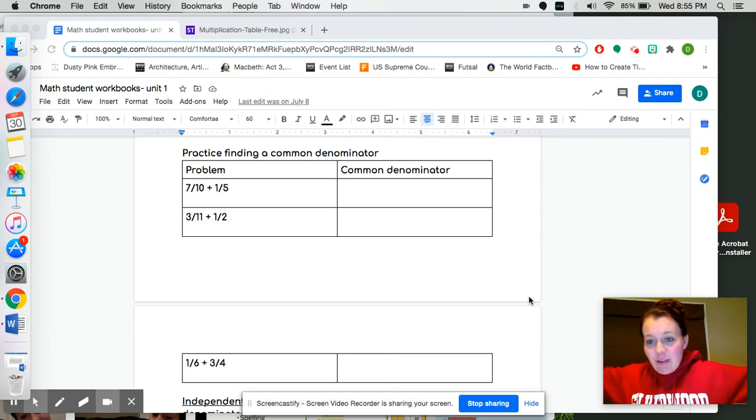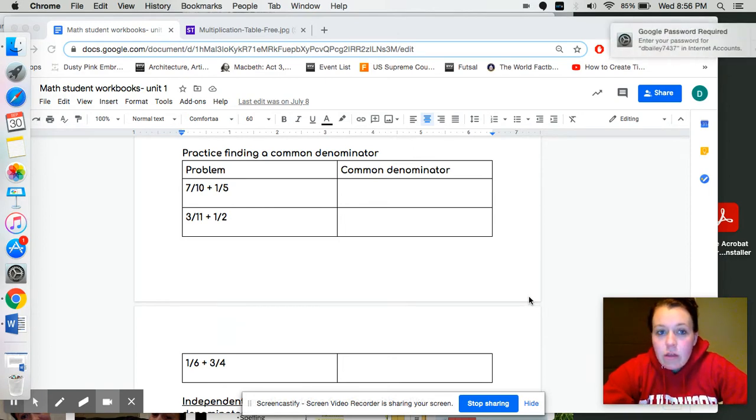All right, fifth graders, we are going to do finding a common denominator again. Some of you did really good with this yesterday and others of us struggled. So I'm just going to take a step back and we're going to do it a little bit slower, and hopefully for those of you that are still struggling to understand, it'll be a little easier for you.